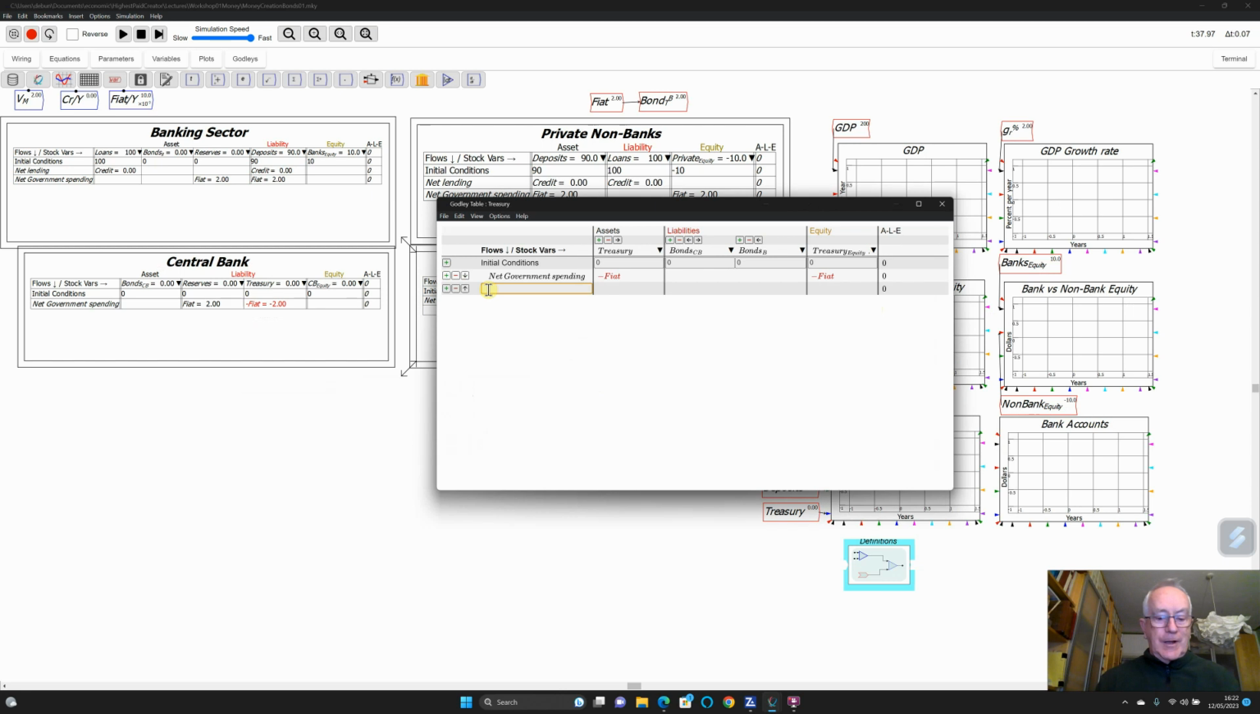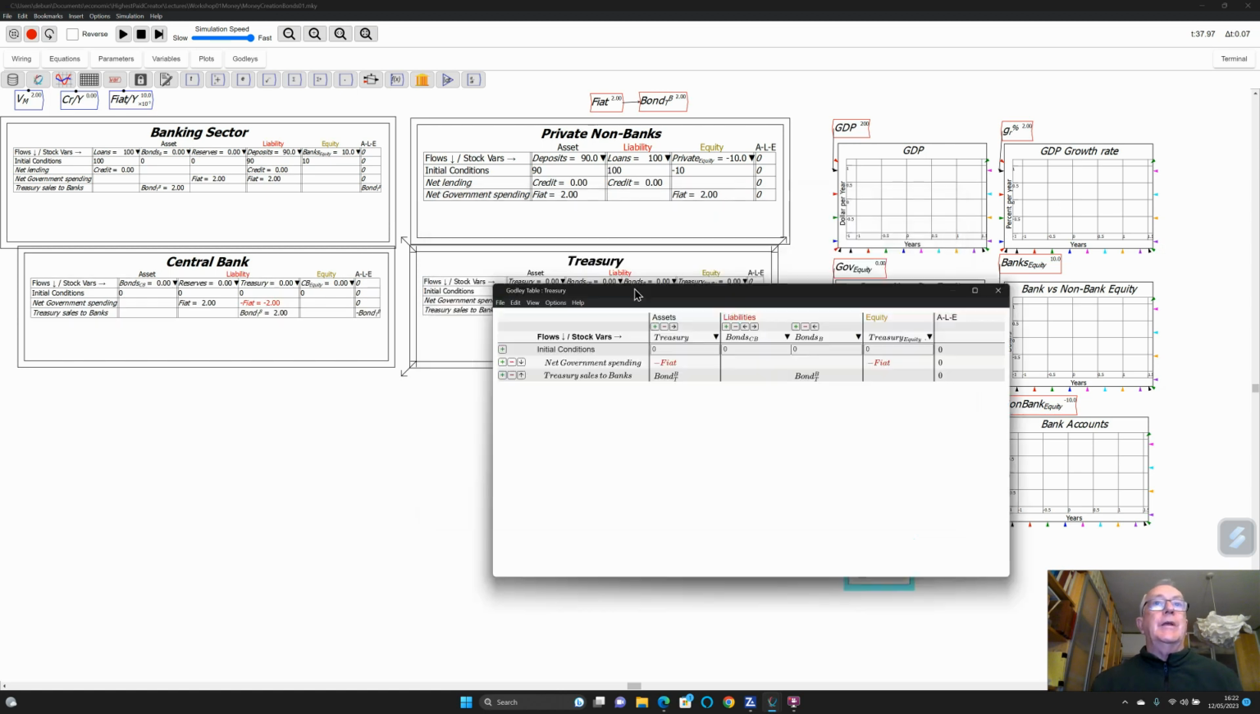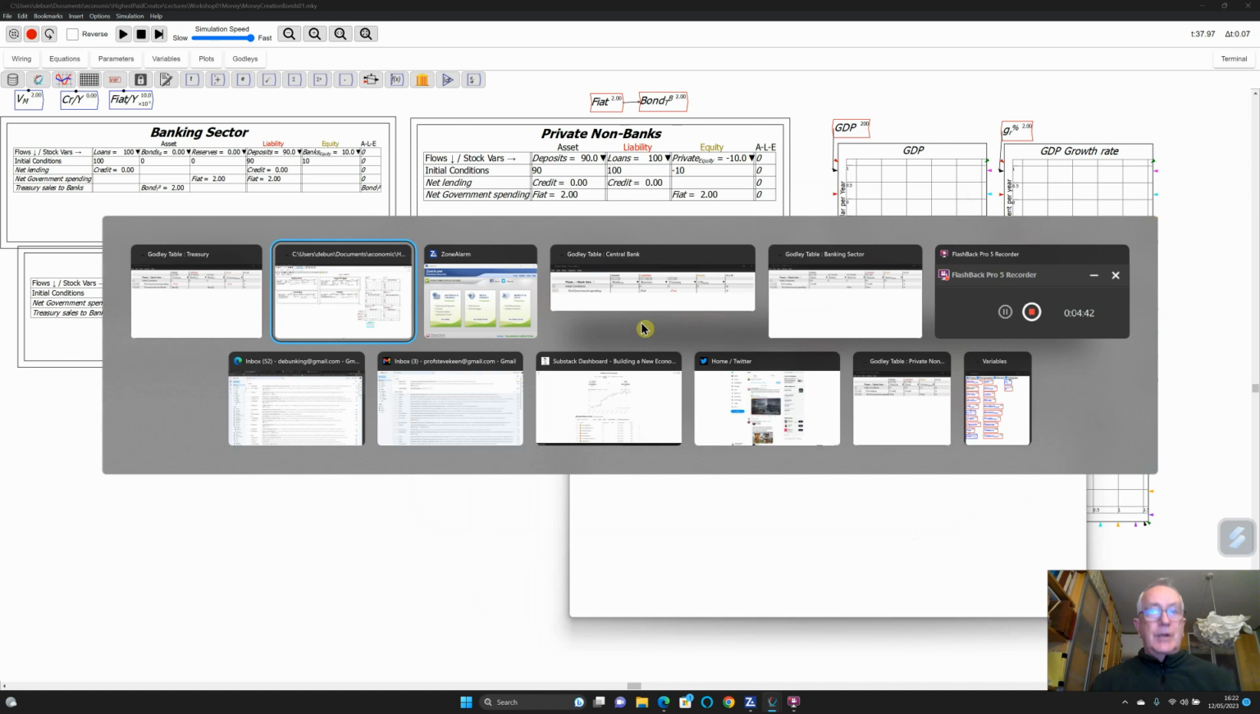So what I'm going to have now is Treasury sales to banks, and that's going to increase the amount of money they've got in the liability of the Treasury to the private banks. That's sales of bonds by the Treasury to private banks, which then turns up as money, as funds rather, in the account of the Treasury at the central bank. And now we come back over to the private banks, the banking sector.